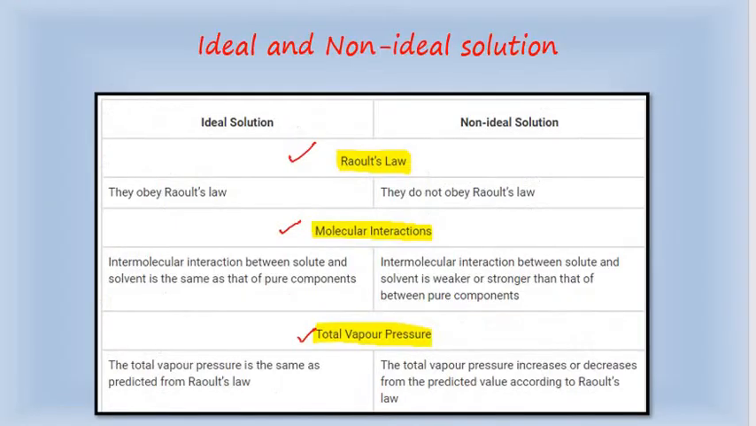Now, ideal and non-ideal solutions. Ideal solutions are the ones which obey Raoult's law totally. Non-ideal will not obey Raoult's law. Intermolecular attraction between the solute and solvent remains the same as in the pure components in case of ideal, and the intermolecular interaction between solute and solvent is weaker or stronger than in the pure solvent in case of non-ideal. The total vapor pressure is the same as predicted by Raoult's law. It remains more or less as predicted by Raoult's law in case of non-ideal.